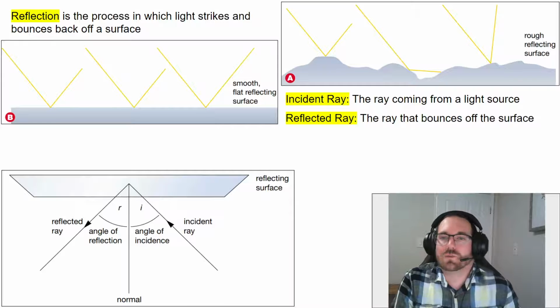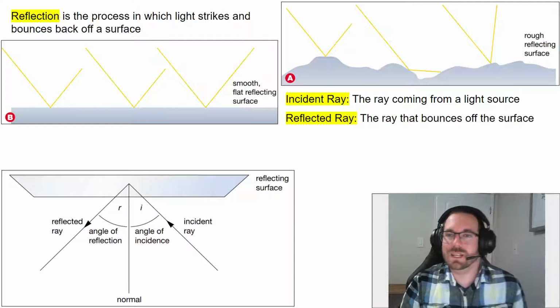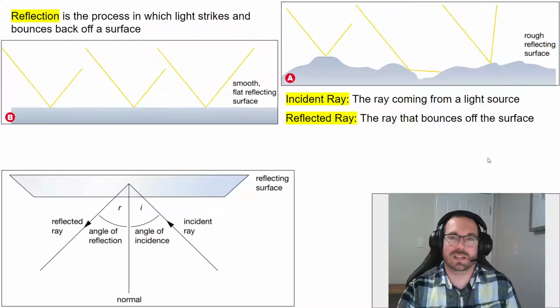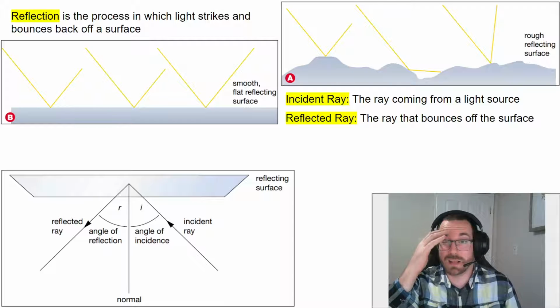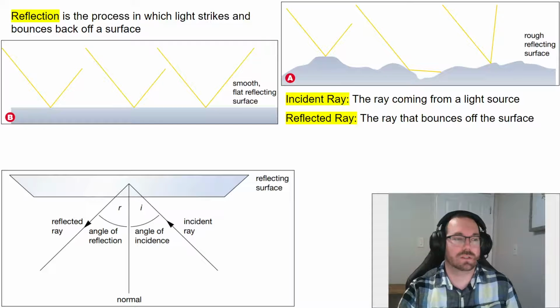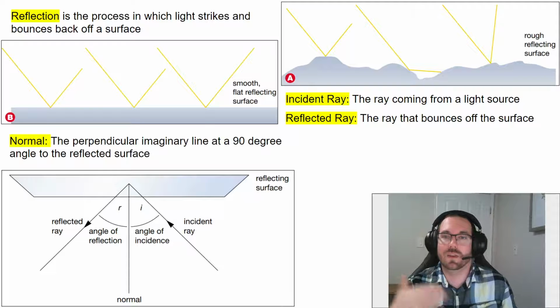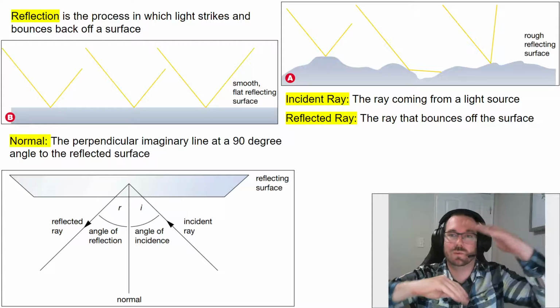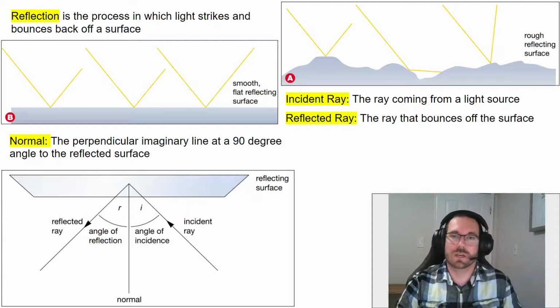To describe the direction of these rays, we need to define certain angles. First, we draw a line that's completely perpendicular to, or makes an angle of 90 degrees with, that surface. And we call that line the normal. That is at a complete 90-degree angle to whatever surface the light is bouncing off of, going in the complete opposite direction.